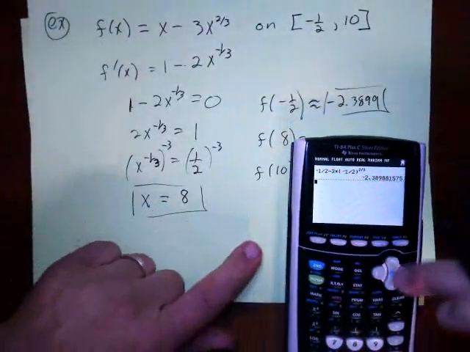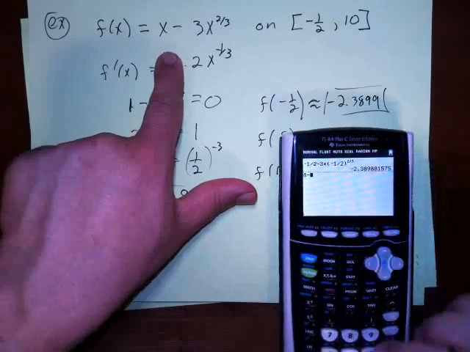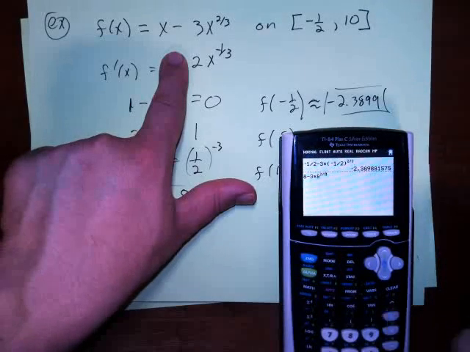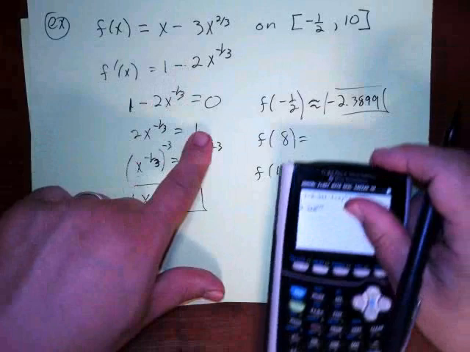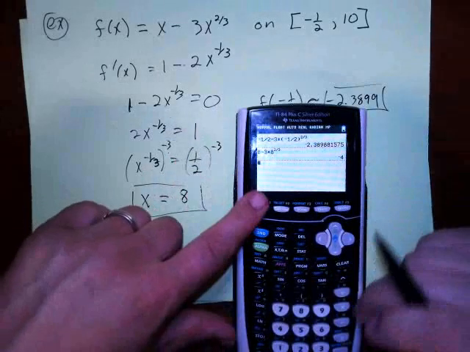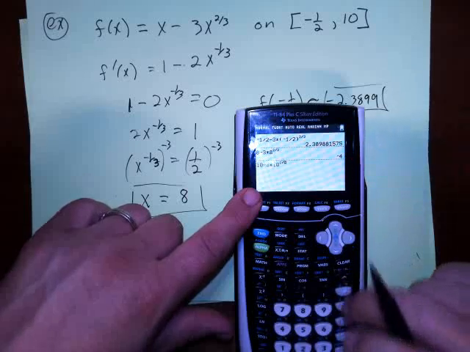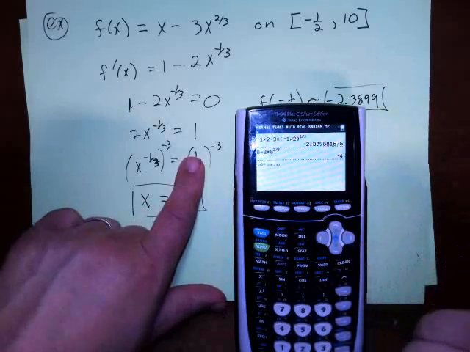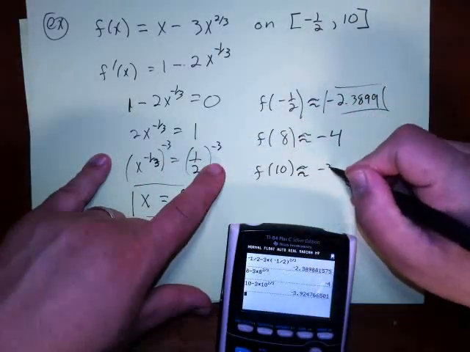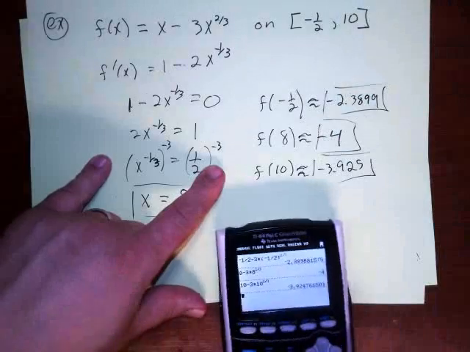Okay, well let's try 8. Let's put in 8 here. So 8 minus 3 times 8 to the 2/3. And I get negative 4. And then let's try 10. So 10 minus 3 times 10 to the 2/3. And I get negative 3.925 or so when I round to 3 decimal places. So this is what I get for each one of these.